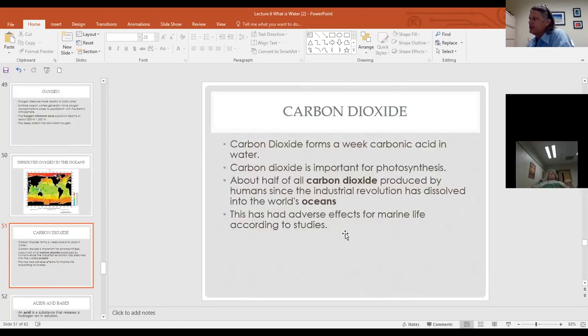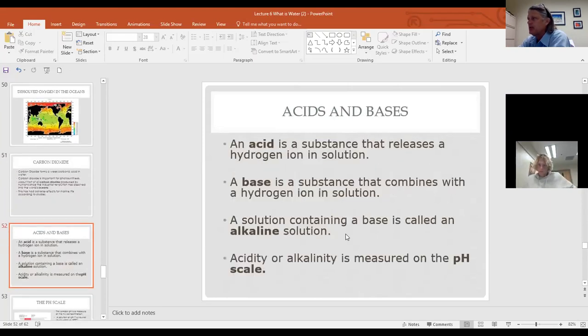Carbon dioxide is also dissolved in the ocean. It also forms weak carbonic acid, which is counteracted by the carbonate cycle. We'll touch upon that in a moment, but carbon dioxide is also used for photosynthesis. Now, acids and bases, solution chemistry, water.